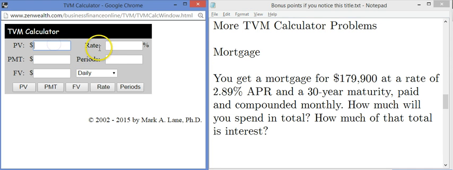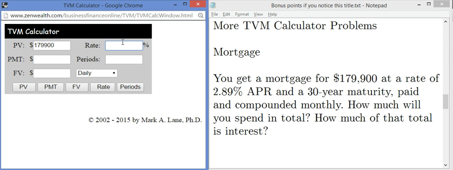So we start off with a present value of $179,900, and the decision about whether this is positive or negative is whether this is money that you receive from the bank and put into your pocket or use, or money that you have in the bank or in an investment. And this is a loan, so they're giving you money to use to buy a house, and so this is a positive present value. It's a bunch of money that you have in your pocket, at least at the start.